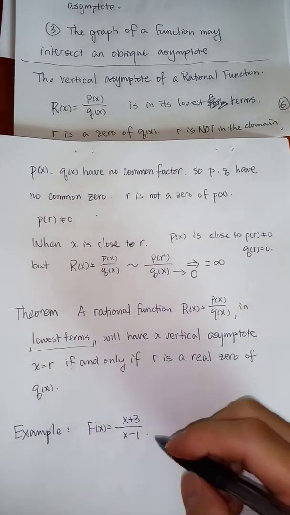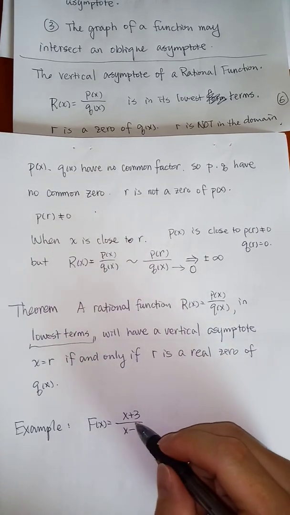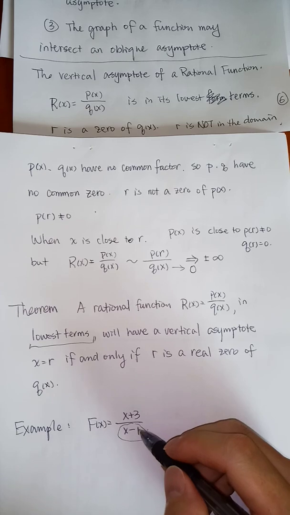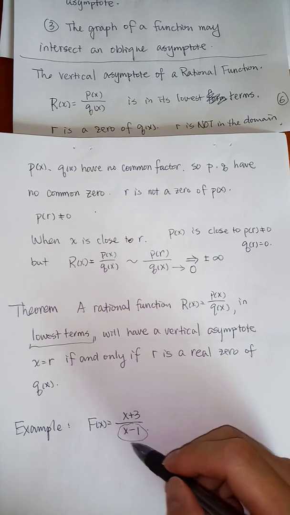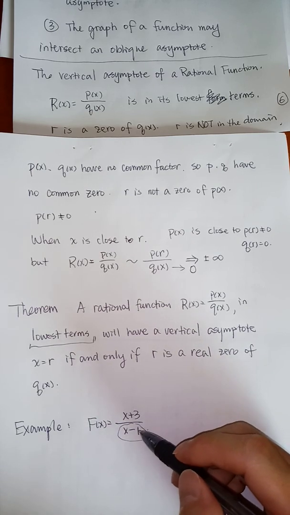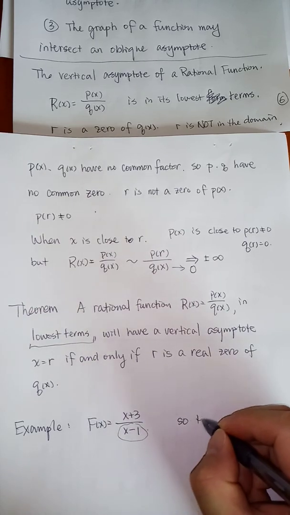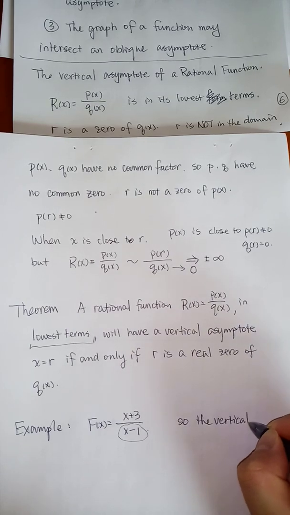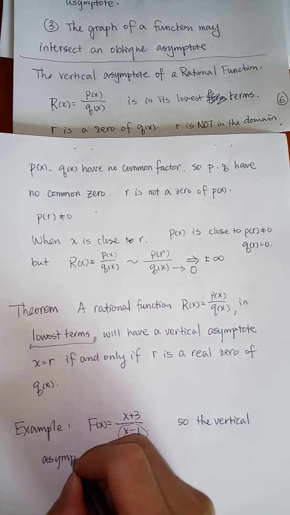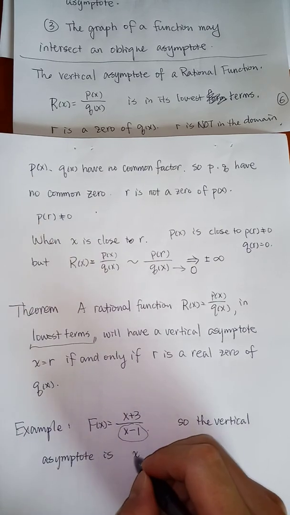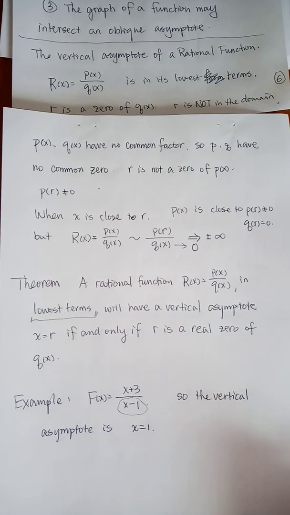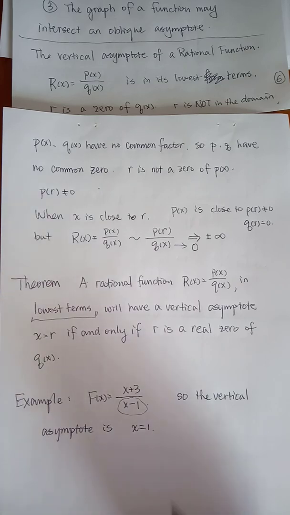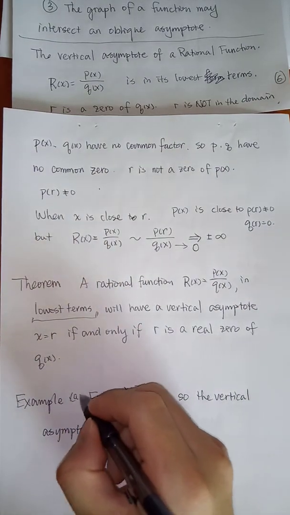So the rational function x plus 3 over x minus 1. First, they don't have a common factor, so the function is in lowest terms. And second, the denominator has only one solution, x equal to 1. So the vertical asymptote is x equal to 1. Okay? So the vertical asymptote is x equal to 1. This is the first example.